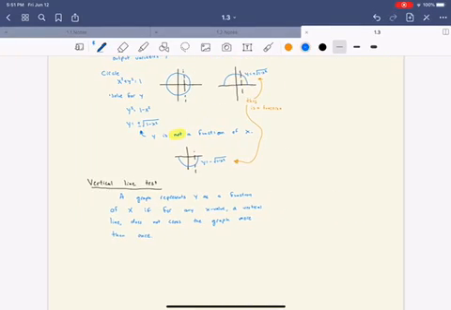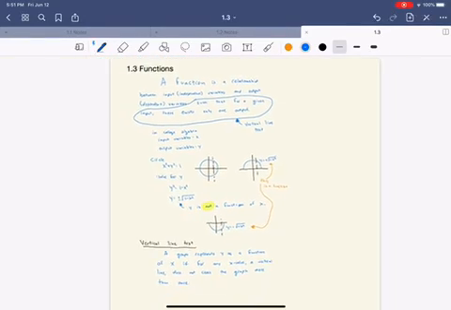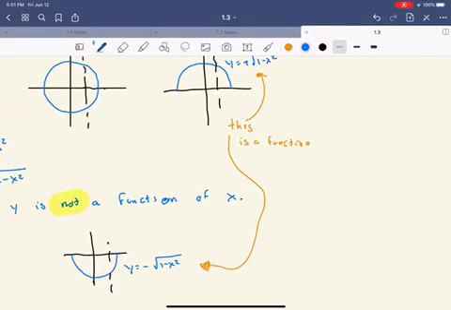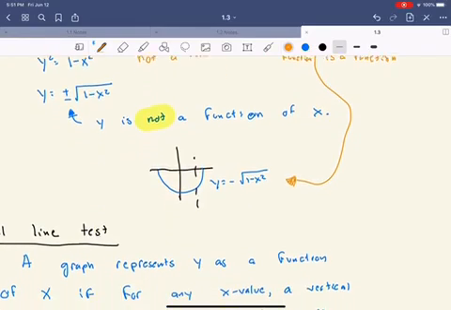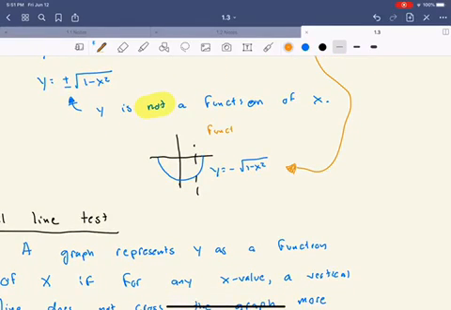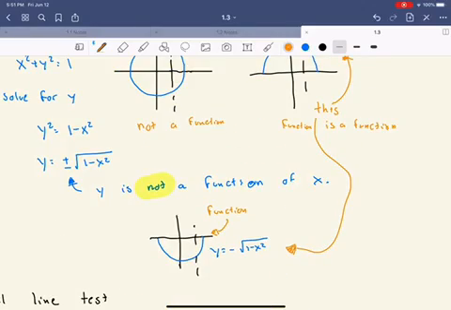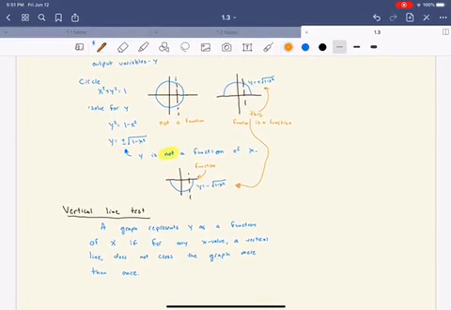Okay, so graphs, or functions, can only have this one crossing of the vertical line. So, not a function, function, function. Okay? All right.